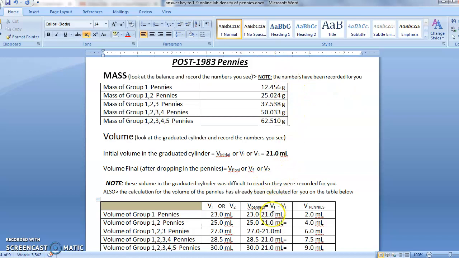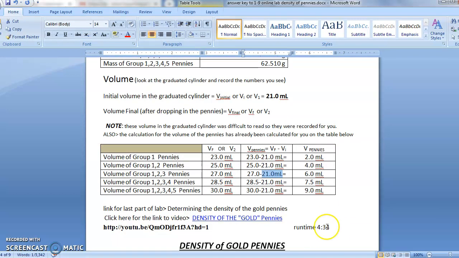The volume in the graduated cylinder this time was right about 21 when he started. Each time he dropped the pennies in, the volume continued to go up. So this is what the final volume was. Group 1 pennies, the volume was about 23. It started at 21. The difference was about 2.